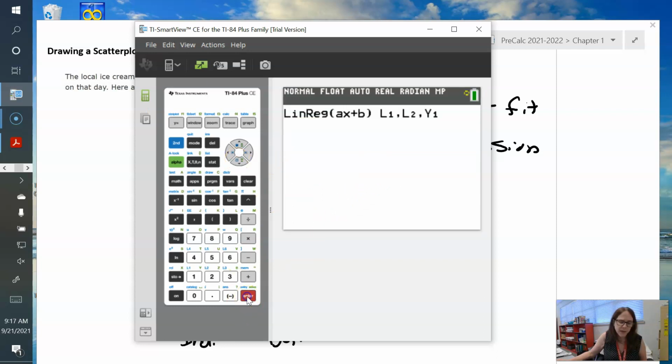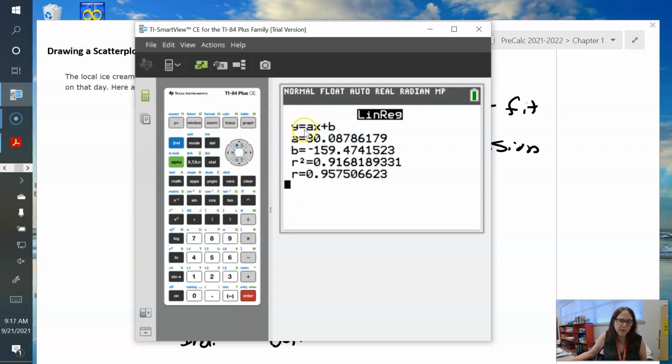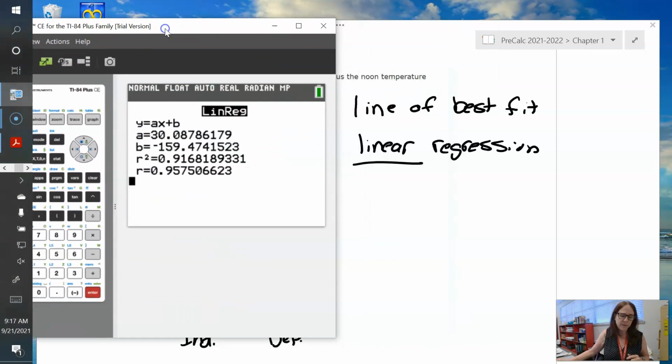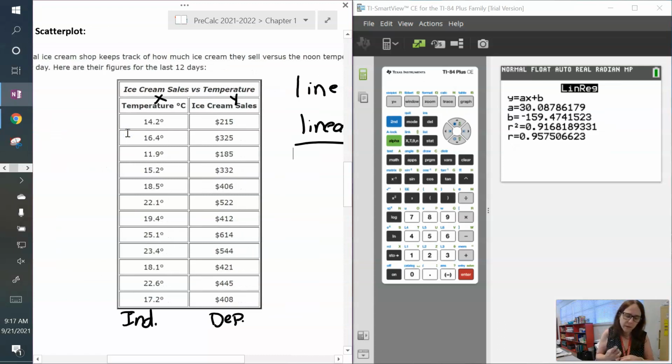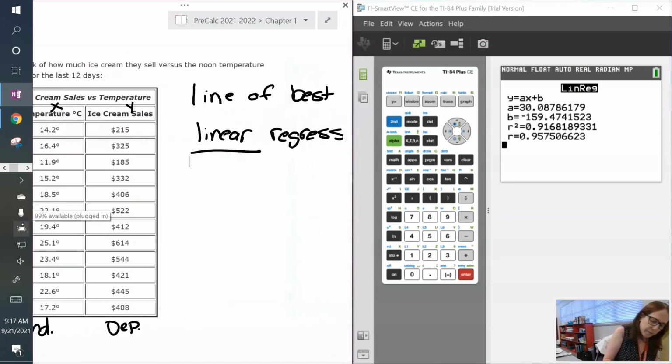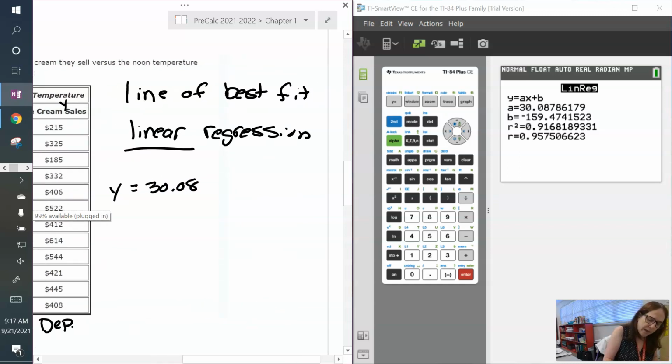Next thing I'm going to do is calculate. So right here, y equals ax plus b. My equation is a is 30.08, b is negative 159.47. So I'm going to write this down for my answer. My equation is y equals 30.08x minus 159.47. I'm just going to go to 2 decimal places. So there's my equation of the line.